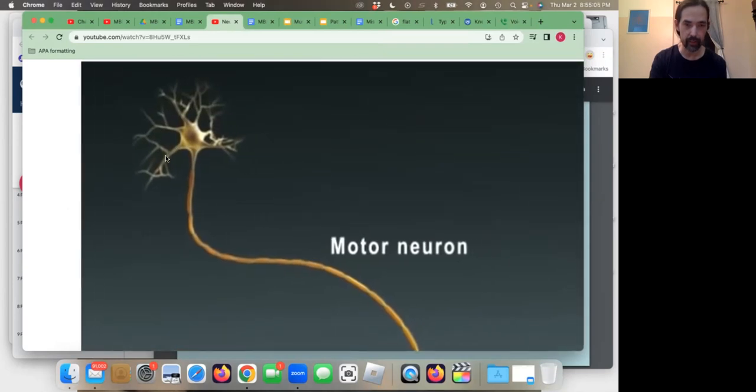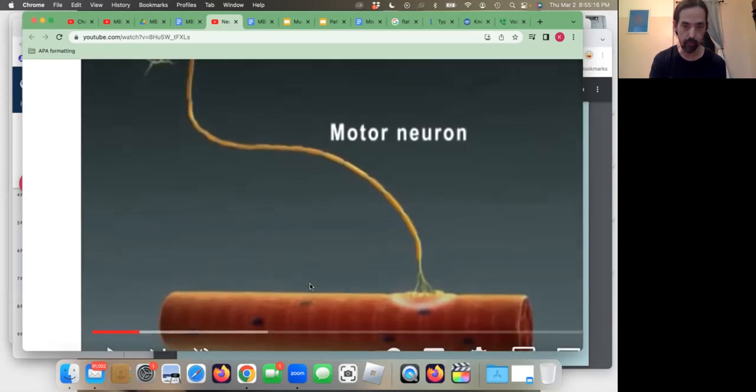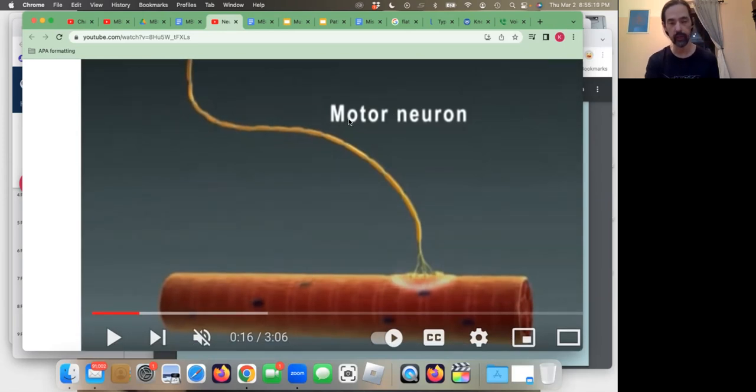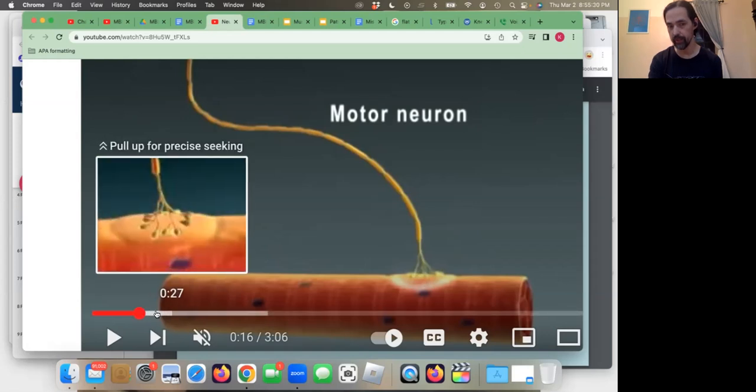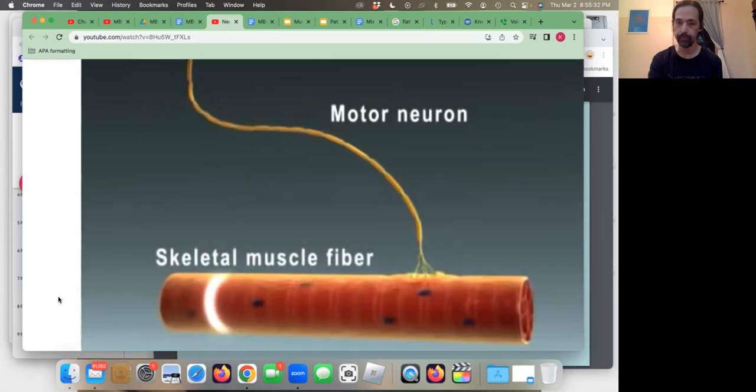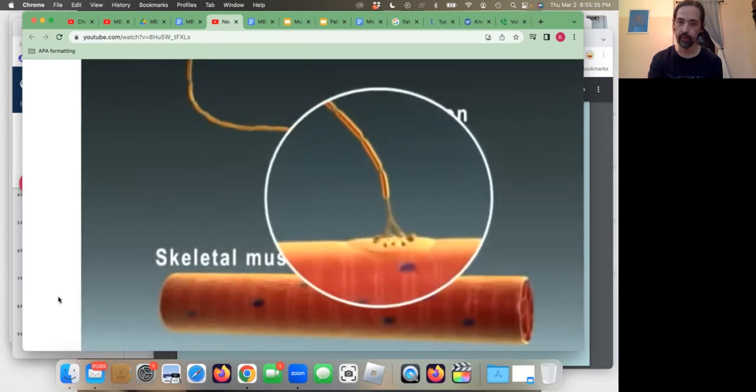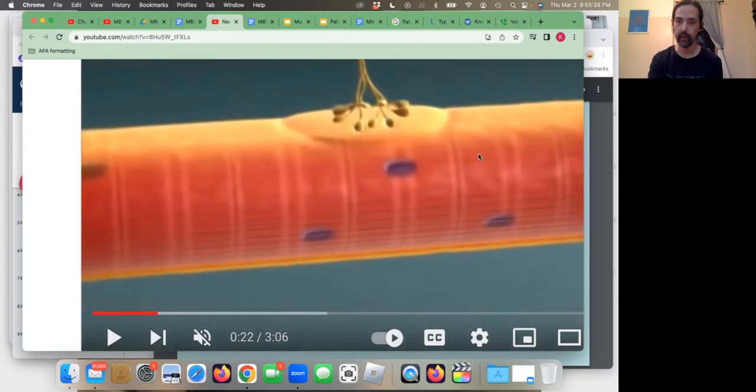You have the nerve body, and you have dendrites extending from the nerve body. You have the long axon. Perhaps you can make out that there's like little sections here. That's myelination. It's a motor neuron, which does movement, right? The axon travels all the way down to a muscle fiber, and it terminates at the axon terminal. And if we zoom in, we can see the axon terminal more clearly, and the muscle fiber, and there's this little patch here, this little plate, that's the motor end plate.